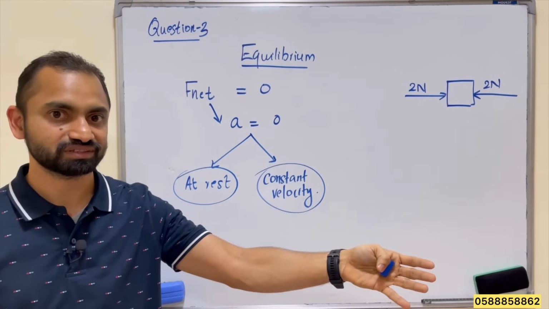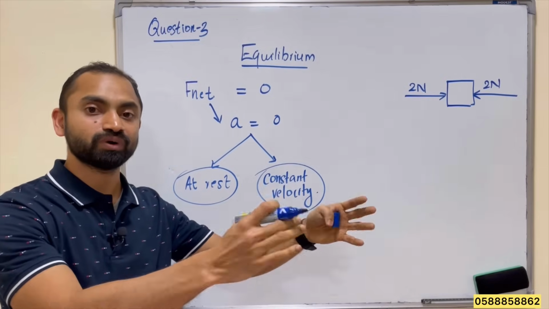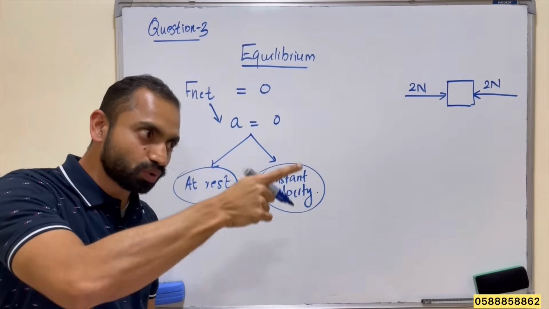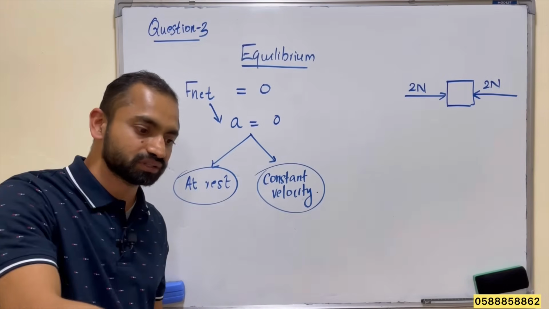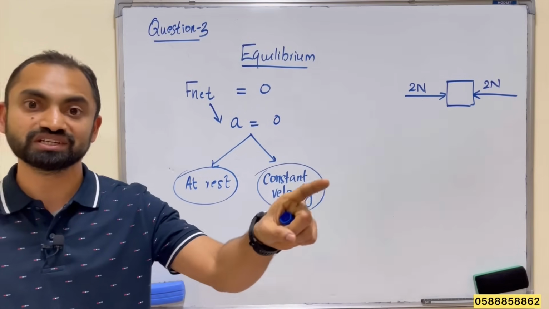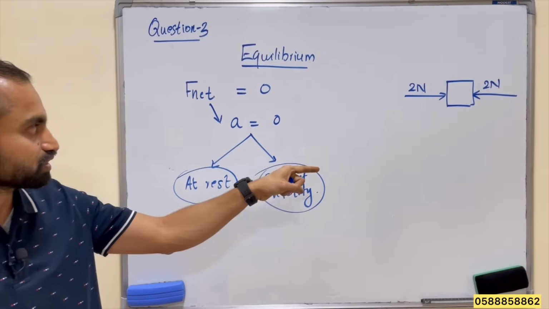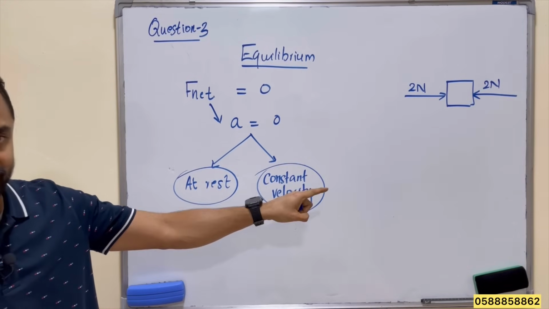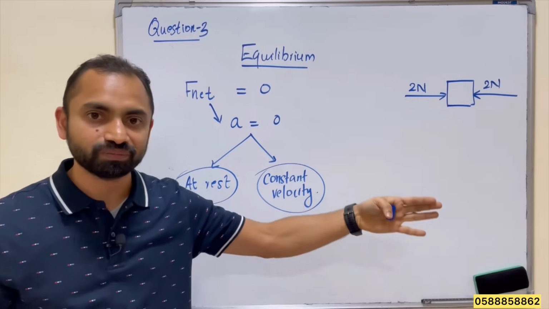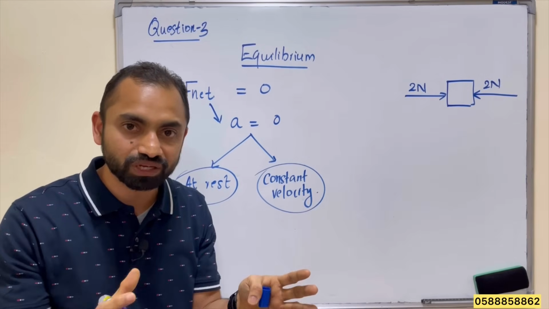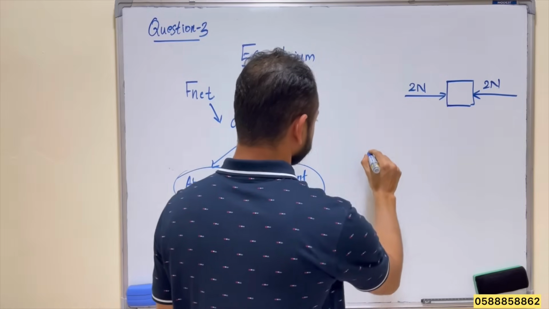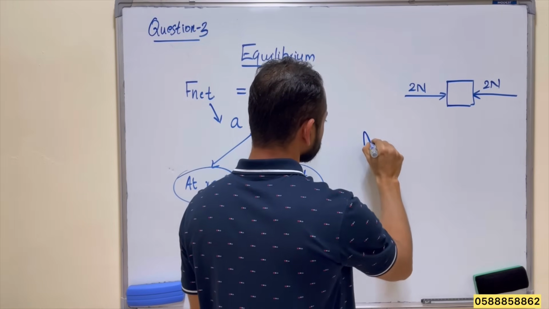Velocity changing means it may be speeding up or it may be changing direction. For example, an object is moving at a constant speed along a circular path. Speed is constant but direction is changing. Direction changing means velocity is changing, so it is not in equilibrium. Sorry, velocity is not constant, it is accelerating, right? So which object is not in equilibrium? The object that is moving with an acceleration.